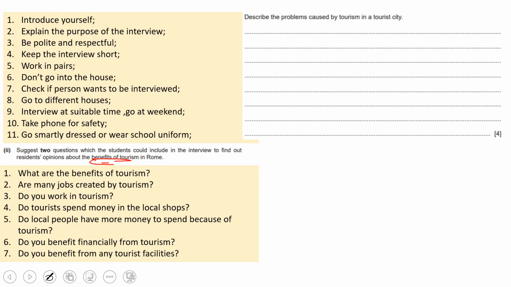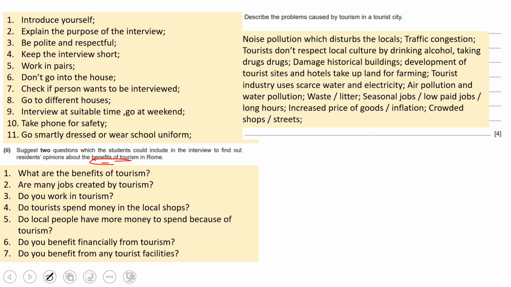Now, describe the problem caused by tourism in cities. So the impact of tourism, the negative impact, the problems. So these are the problems. Tourism can lead to noise pollution, which disturbs the locals. Tourism can lead to traffic congestion. Tourists don't respect local culture by drinking alcohol and taking drugs, damage historical buildings. Development of tourist sites and hotels will take up land that is meant for the locals, which they use for farming. Tourist industry uses scarce resources like water and electricity. Air pollution and water pollution, waste and litter.